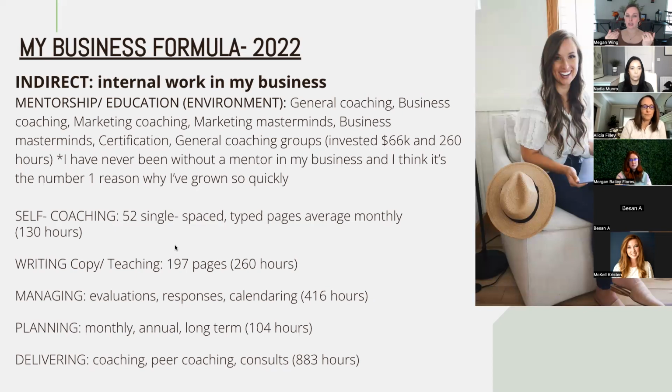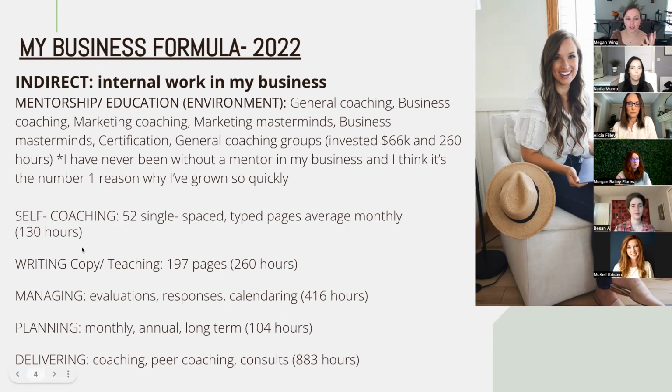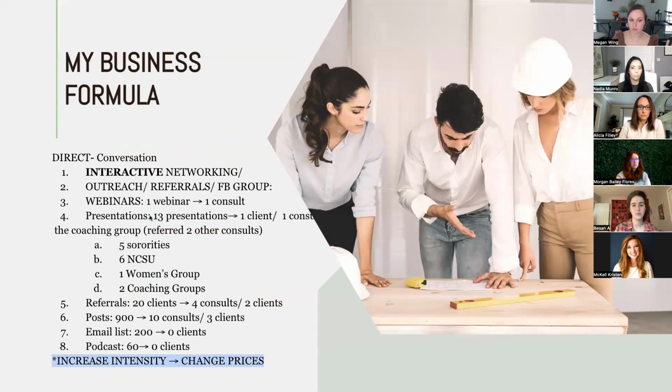So when I'm thinking about the internal work that I did, the indirect ways, that's the way I like to think about the internal work I'm doing to grow my business. In 2022, I invested $66K. I put a ton of time into the indirect ways that I was building my business, which are what you guys are doing: self-coaching, writing copy, managing, doing all the evaluations, the planning piece of things, actually delivering. Those are the pieces of my business that I spent a ton of time on. I also have always had mentors, and I think that's also a huge piece of business growth.